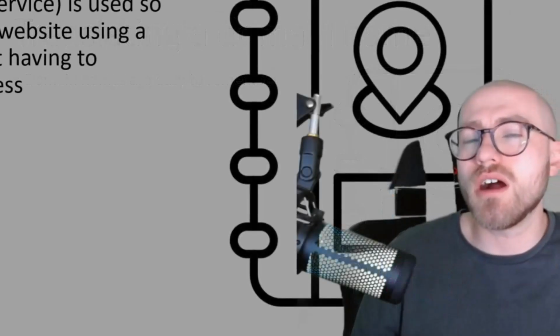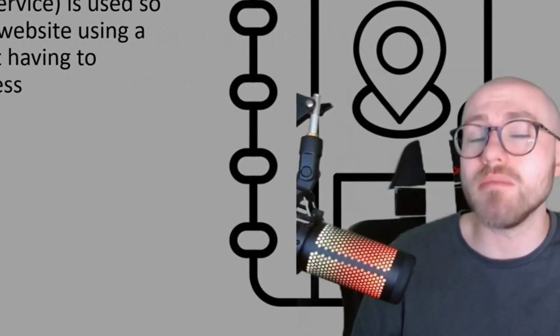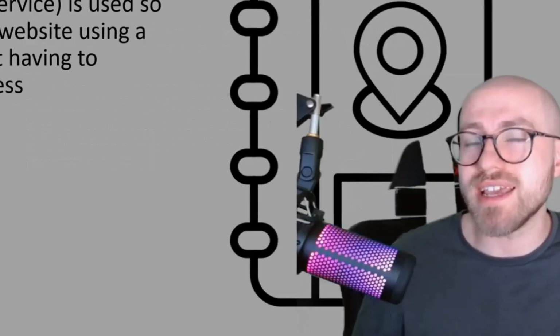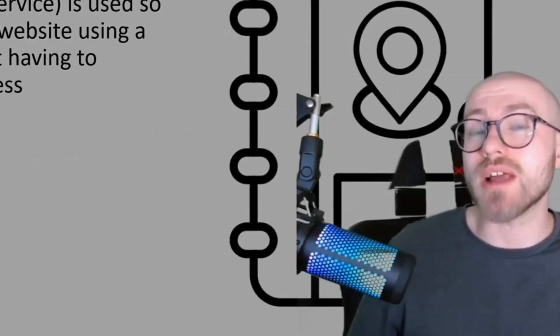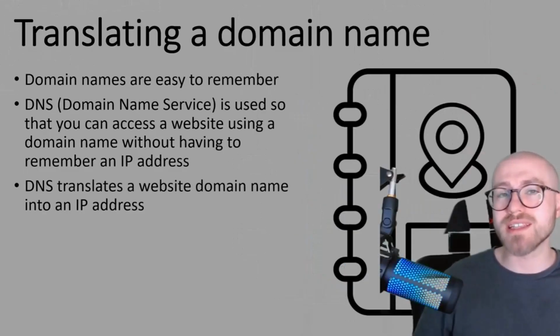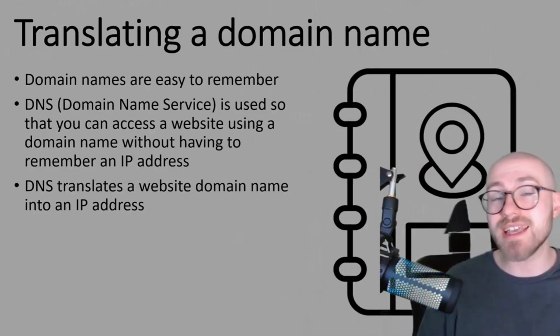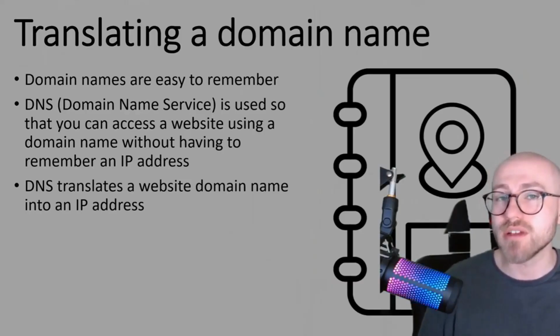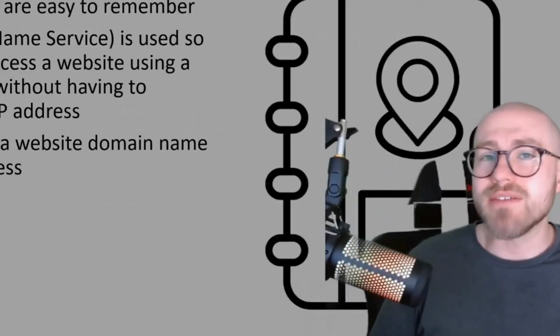So because we are able to remember the name of a domain, but it's unlikely that we can remember the IP address of where that website will be stored, that's where DNS is used so that you don't have to remember the IP address. The DNS part of it will translate the name of the website into the IP address so that you don't need to remember the IP address, and then your website will still appear in front of you on your browser. So you can think of it a bit like a phone book.